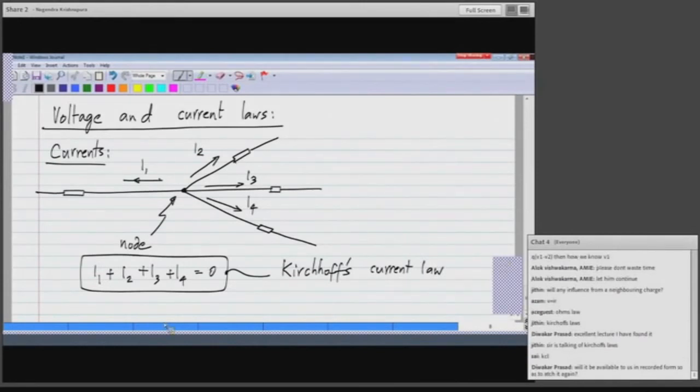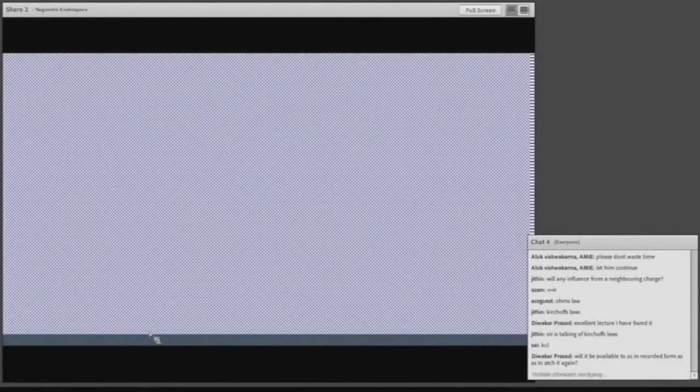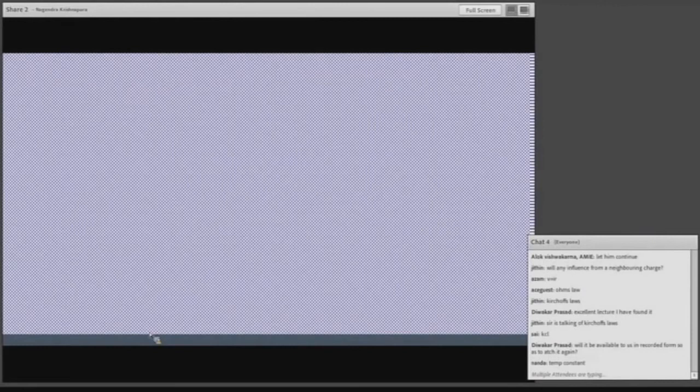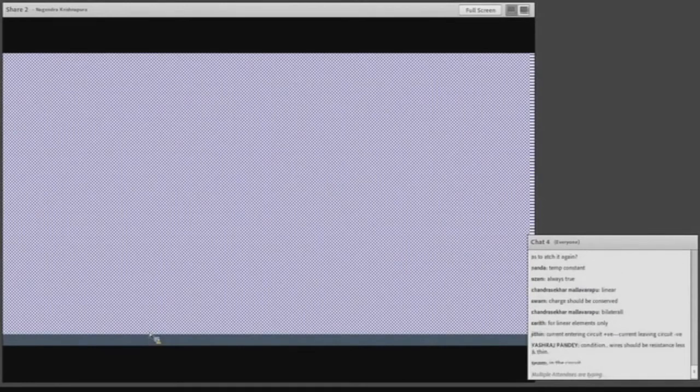Okay, there are a number of responses. I will broadly group them into always true, and for linear elements or circuits, and somebody said something about no resistance in the wires. And then somebody else said charge conservation, or no charge accumulation and so on.